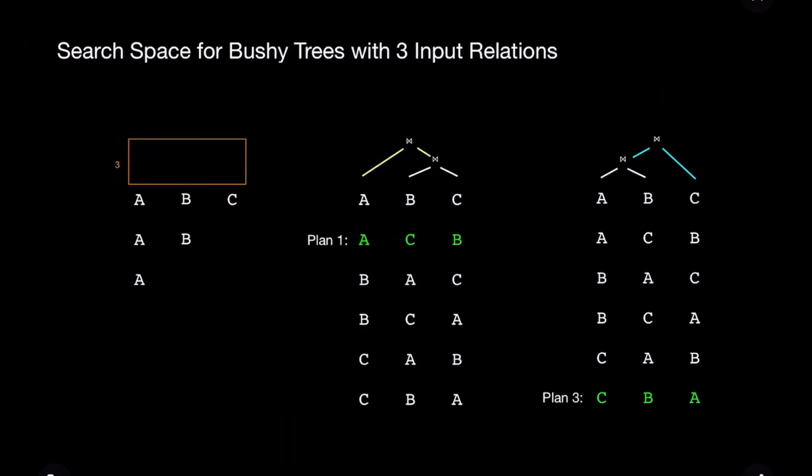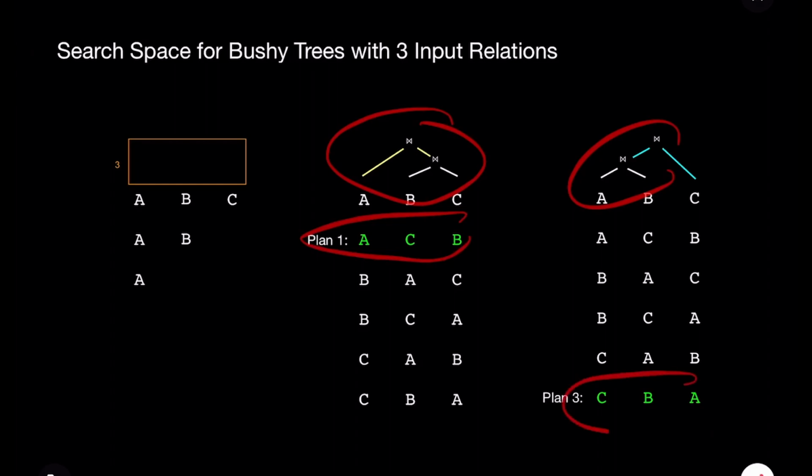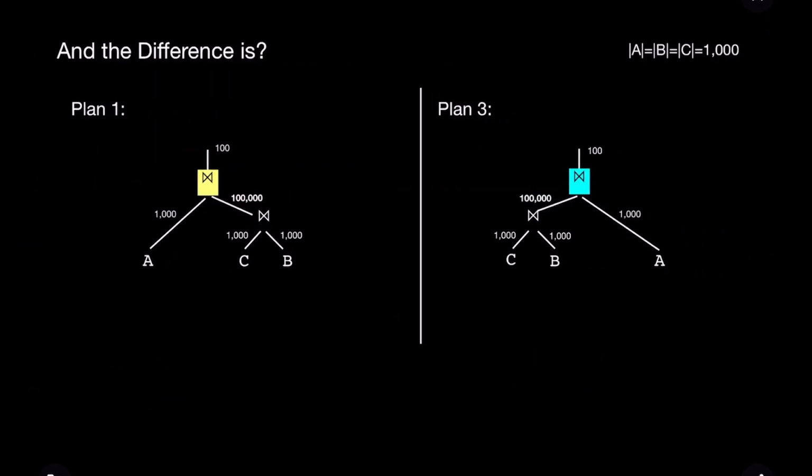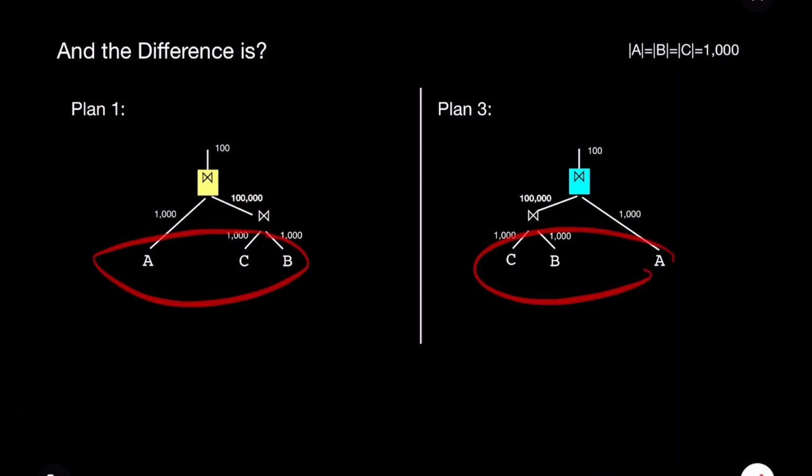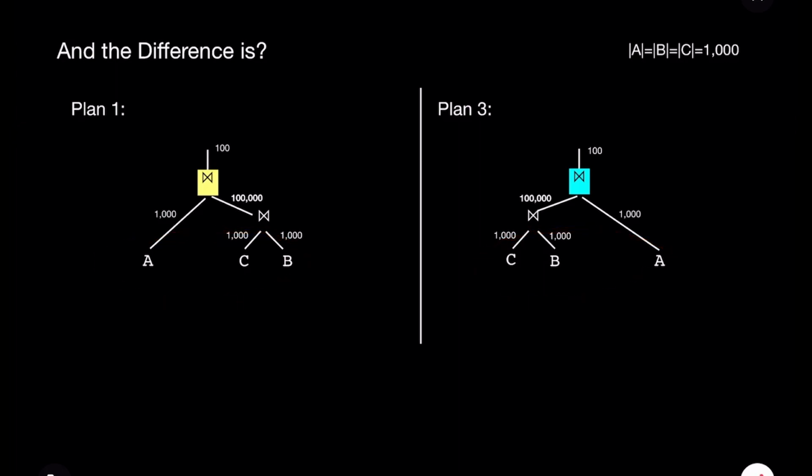I did this and this. I have ACB and CBA. CBA here and ACB. So this is counted twice in this mathematical argument on the number of different plan alternatives. Does that make sense? Yes or no?